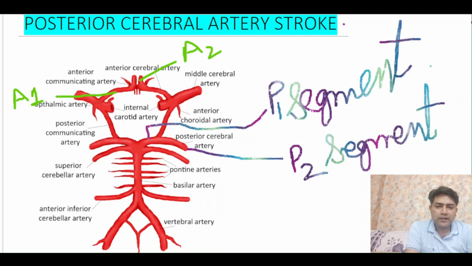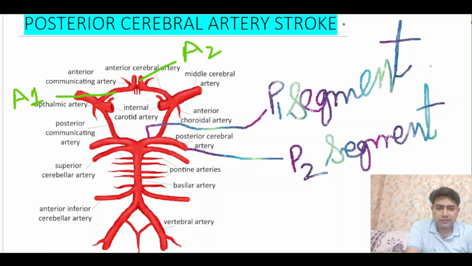Now, look carefully at this figure which I'm showing you. I have previously also shown this figure to you. This is the blood supply of the base of the brain. It's also known as the circle of Willis, and this is very important. This circle is formed by the posterior cerebral artery, the posterior communicating artery, and the anterior cerebral artery.